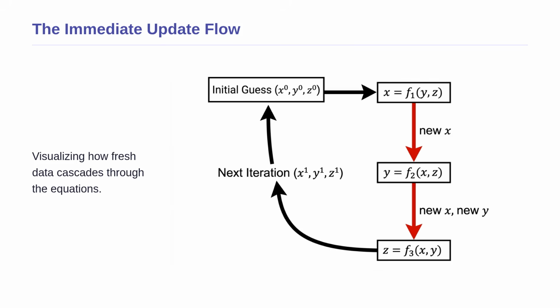To truly visualize why this method is so fast, let us look at a flowchart of the process. On the screen, you can see the initial guess block at the top left feeding into the first equation for x. The critical part of this diagram is the thick red arrow pointing straight down. It shows the new x value bypassing the old data and flowing directly into the equation for y. Then, both the new x and new y flow directly into the equation for z. This continuous cascading of fresh data is the heartbeat of the Gauss-Seidel method.